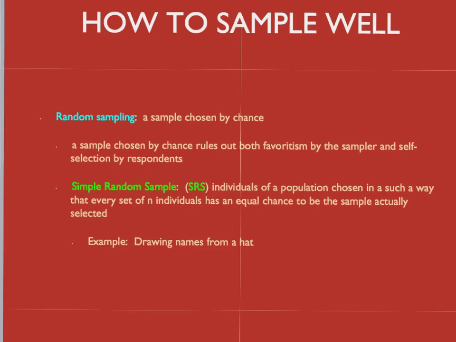Let's say I want to draw a sample of team leaders in my class, and I need 5. So I put the 32 names of all my students in a hat, and I select a sample of 5. That means all 32 individuals have the exact same chance of being drawn as the 5 that actually are drawn.